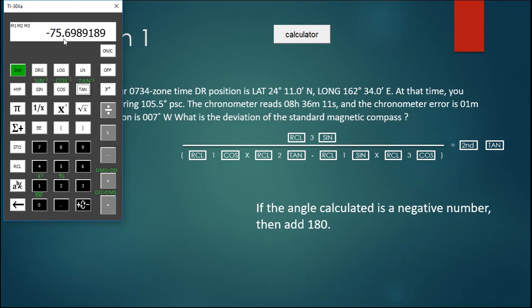When we come up with a negative number, remember on the Bowditch page it says if you come up with a negative number to add 180 degrees to it. So let's add 180 degrees to that negative 75 plus 180. So Z equals 104.3. That's an important number right there. You may want to jot that down. So let's back out of here. Remember that 104.3.